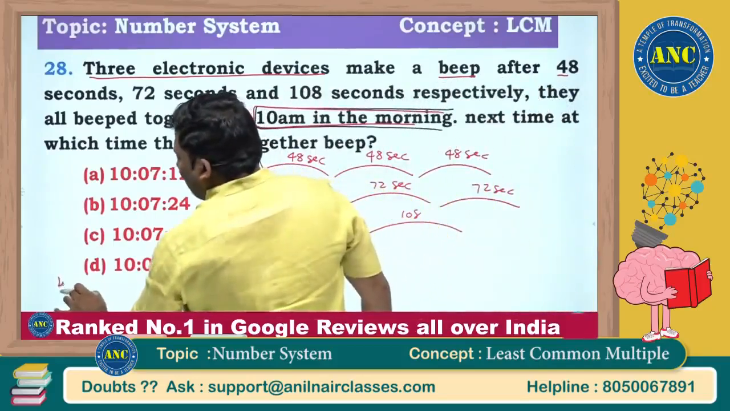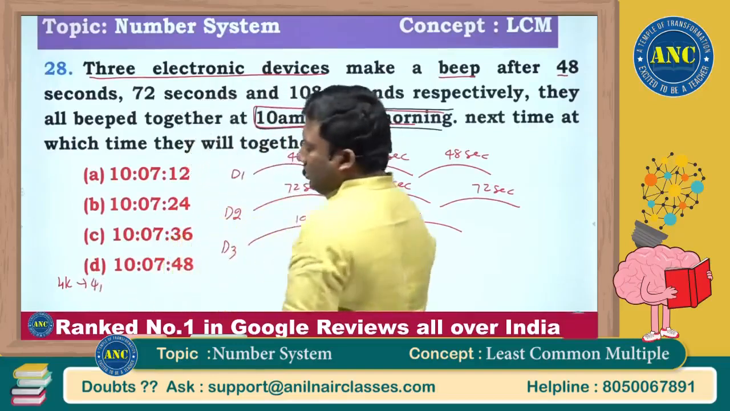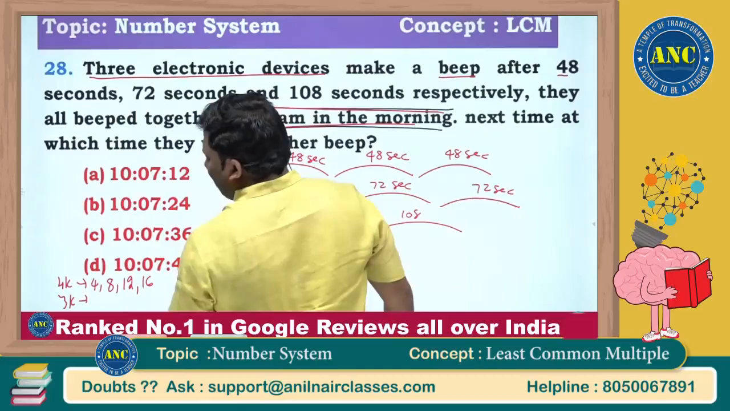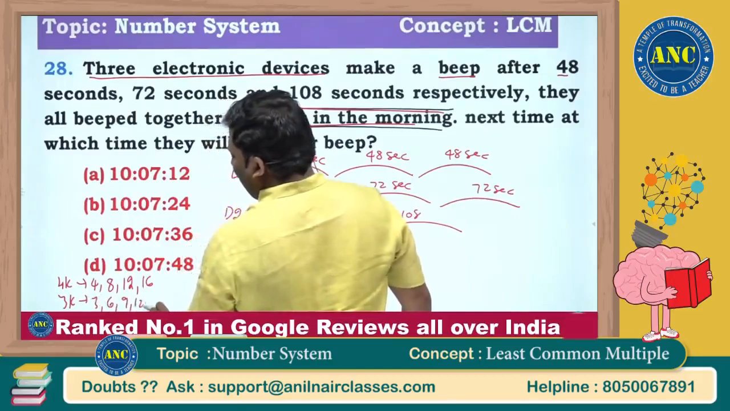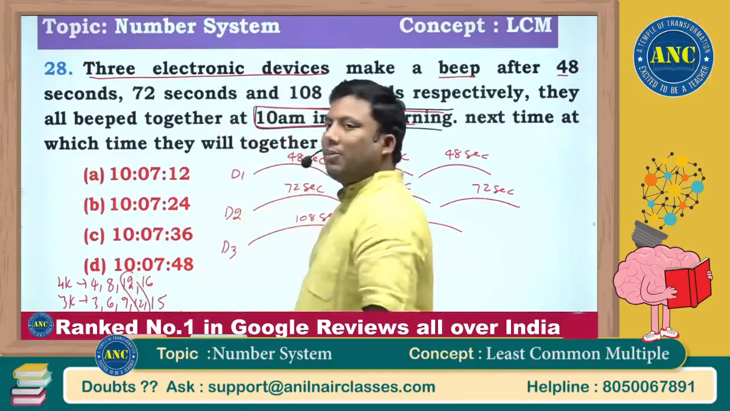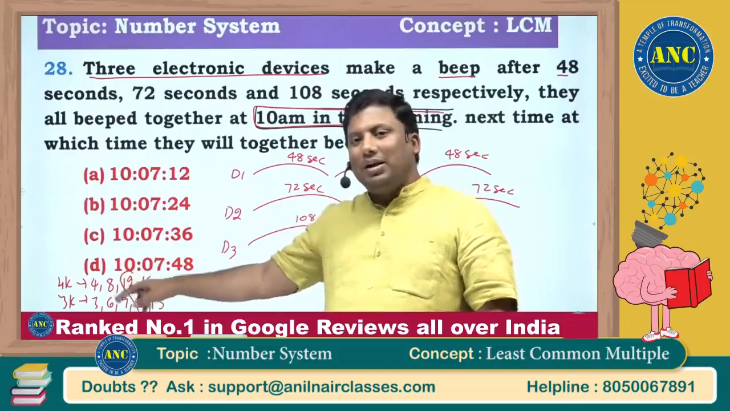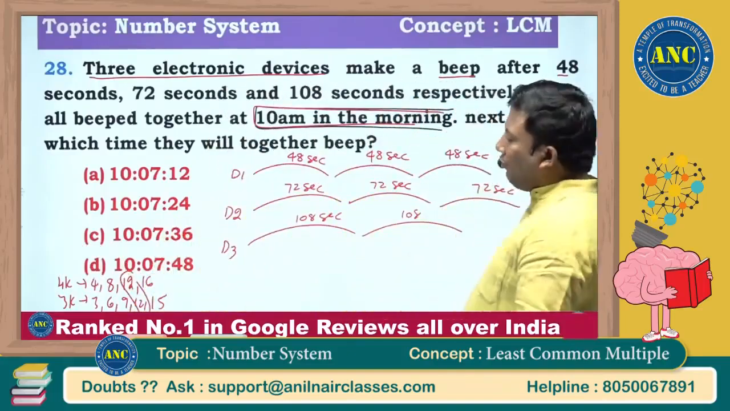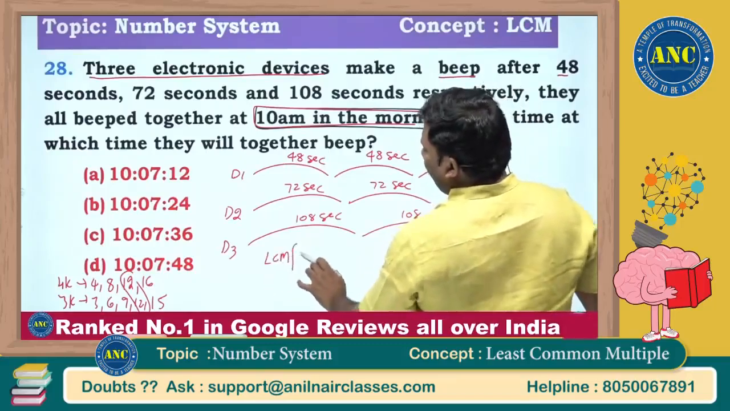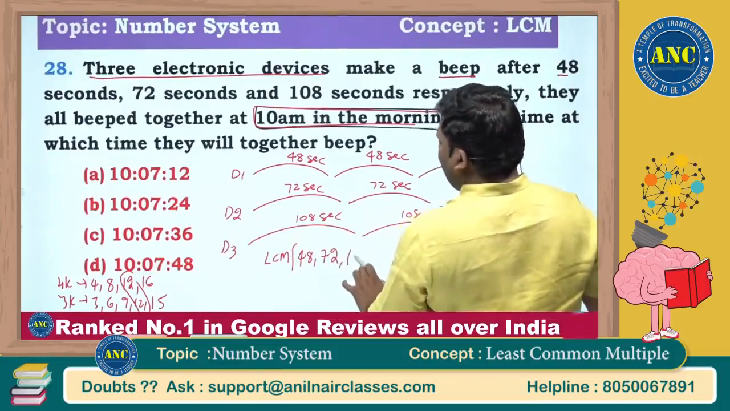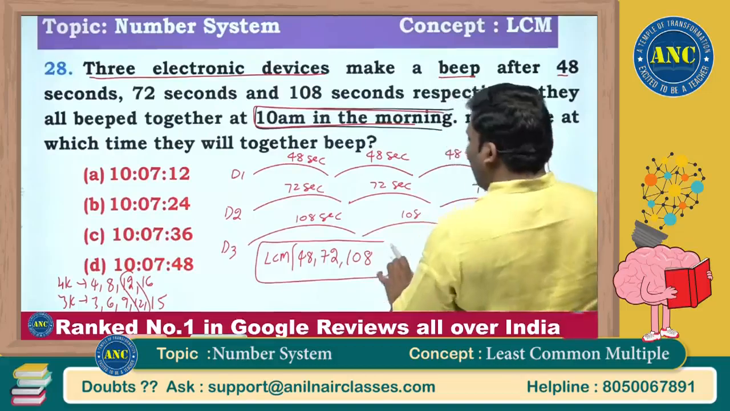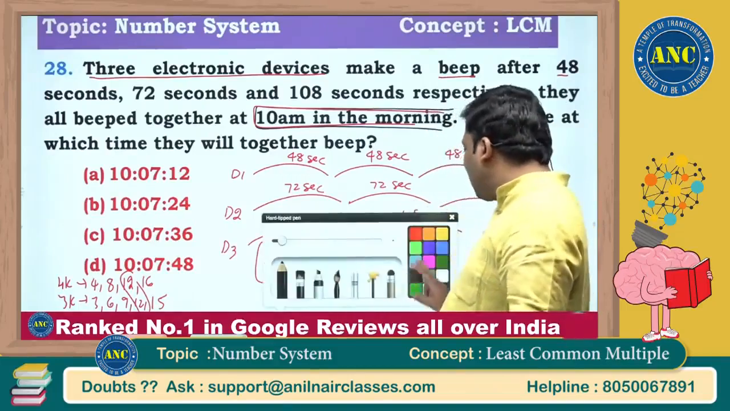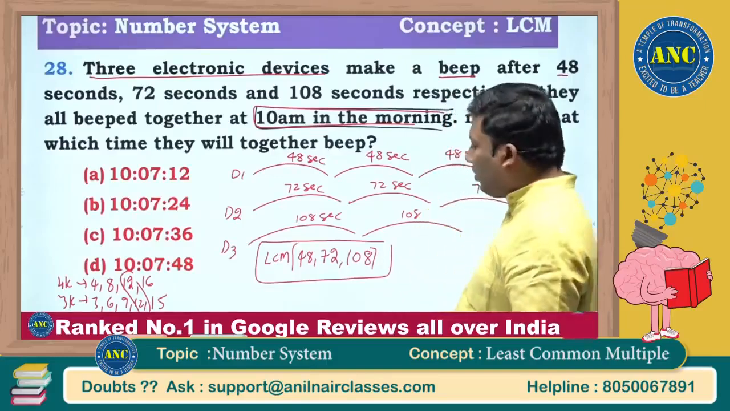Suppose multiples of 4: after 4 steps, next 8 steps, 12 steps, 16 steps. After every 3 steps, multiples of 3: 3, 6, 9, 12, 15. That means at 12, the multiples of 4 and 3 are meeting. Am I right? 12 is nothing but the LCM of 4 and 3. So they will all beep together again at their common point, which is the LCM of 48, 72 and 108. Now we will go by the answer options.